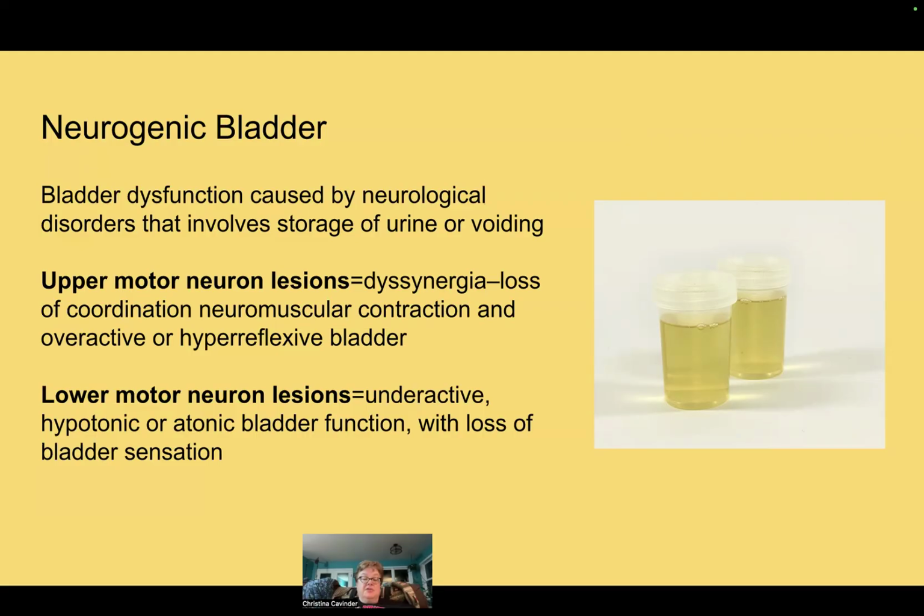Lower motor neuron lesions, this is underactive, hypotonic or atonic bladder function. And this you have with the loss of bladder sensation. So you can't feel, so maybe you've had a spinal cord injury and you can't feel your bladder being full, and then it will just empty.